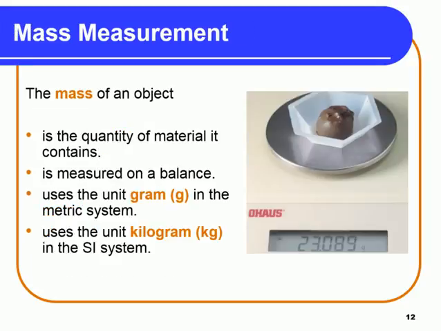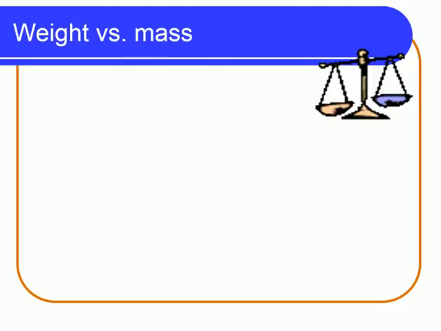The mass of an object is the quantity of matter it contains. When we're on the surface of Earth, we can measure this using a spring scale. It's more accurately measured using a balance. In the metric system, we use grams. In the SI system, we use kilograms. But I do want to highlight the difference between weight and mass here. Again, this is going to be something that you complete a quick write on.